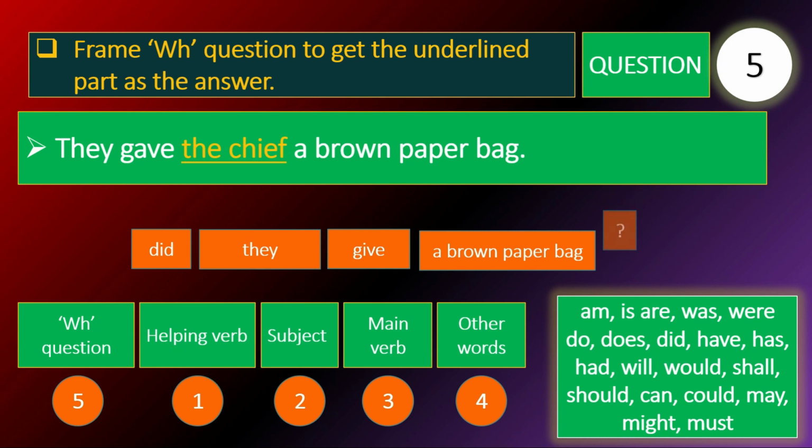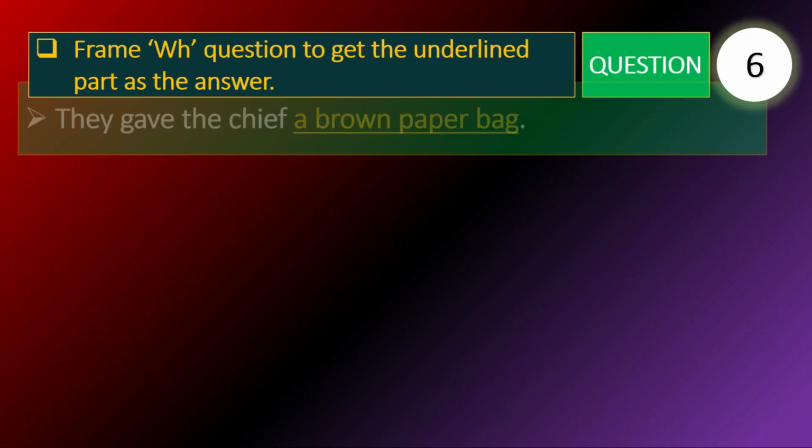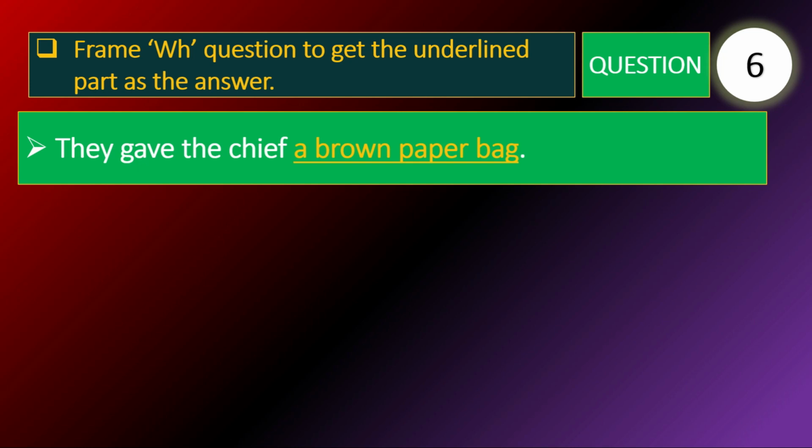Now you can put the WH word at the beginning. Whom did they give a brown paper bag? The answer is the chief. Okay, let's move on and see the next one, that is question number 6.